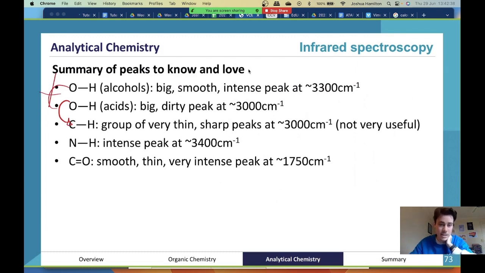The NH is an intense peak at 3400. So it's a little bit further on. It doesn't really commonly come up. And then if you get a C double bonded to an O, it's usually a thin, very intense peak at 1750. Now, there are loads of different things that have C double bonded to an O, so there are slight differences in them, but we don't really go over it in too much detail. It's just important to note that that's there.